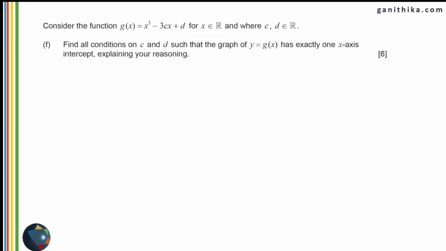The last part of this question. Consider the function g of x is equal to x cubed minus 3cx plus d for x in real numbers, and c and d are also real numbers. Notice that you have both c and d to be changed in this question. You are going to find the conditions on c and d such that the graph has exactly one axis intercept. Explaining your reasoning.